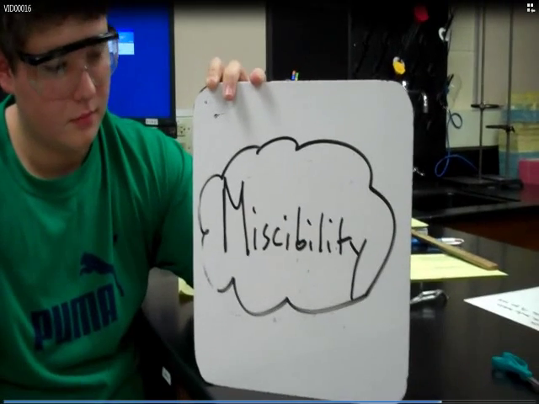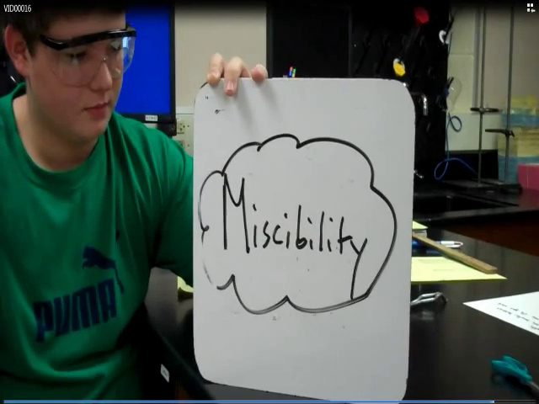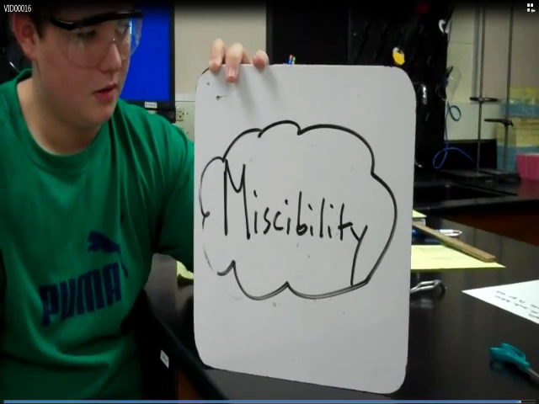If two things can mix together, they're known as miscible. Something like oil and vinegar would be immiscible. They cannot mix together.